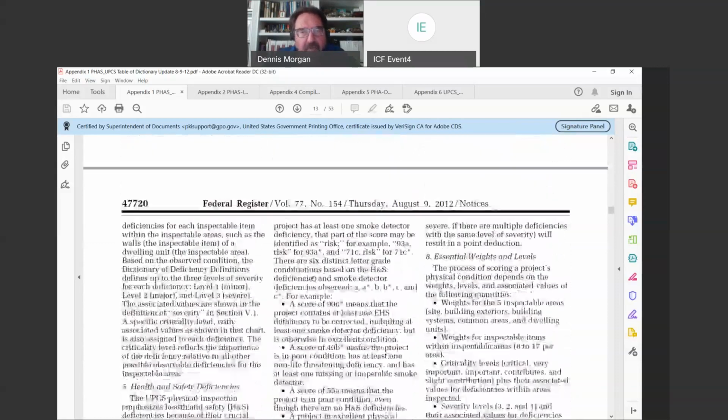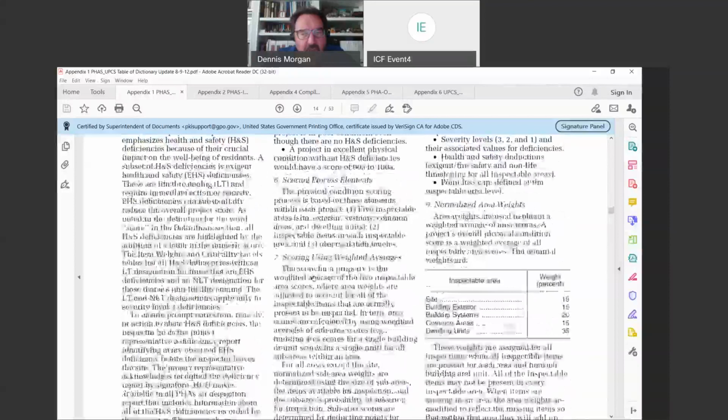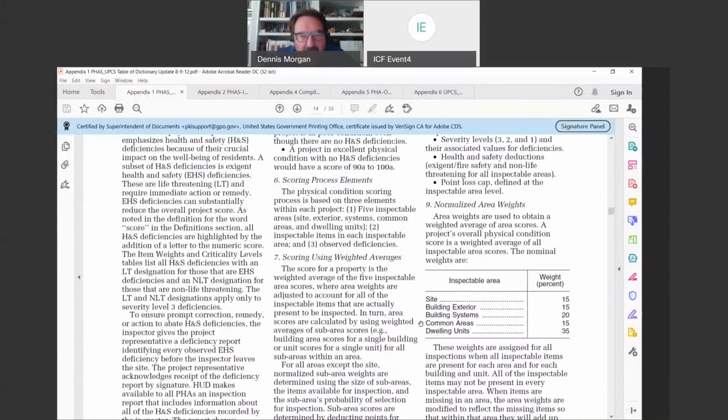Over on the next page, which is 47720, on the right-hand side, you'll see your weights. The weights are how much each one of your areas is worth. Site, if everything is present, is generally worth 15 points. Building exterior, generally worth 15 points. Building systems worth 20. Common areas worth 15. Dwelling units worth 35. So within each one of these five inspectable areas, they have point values associated with them.